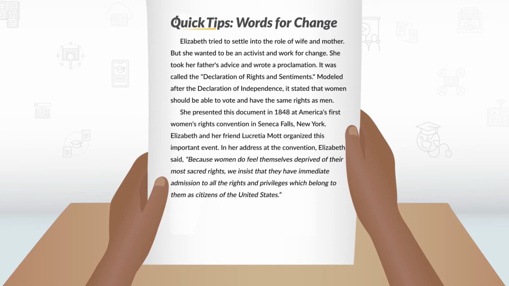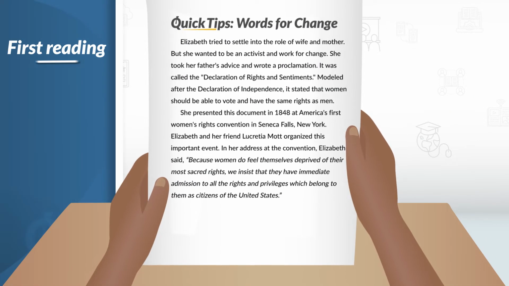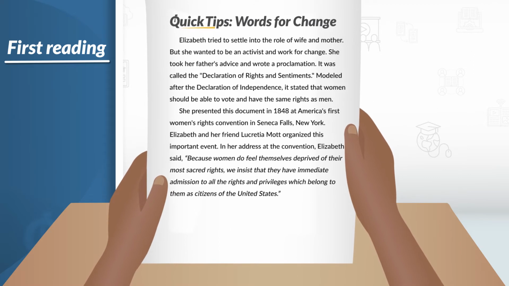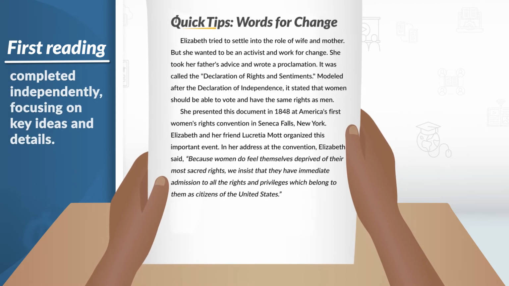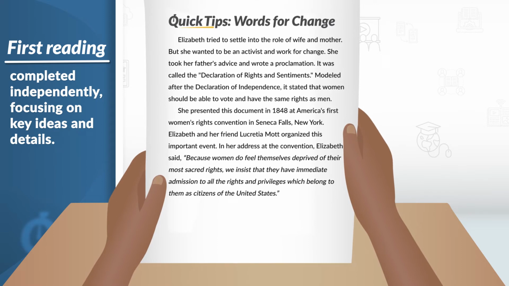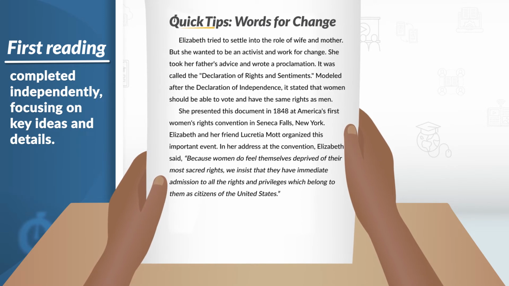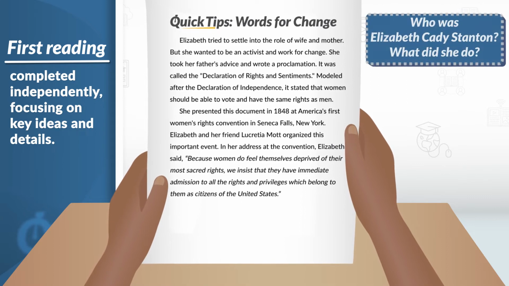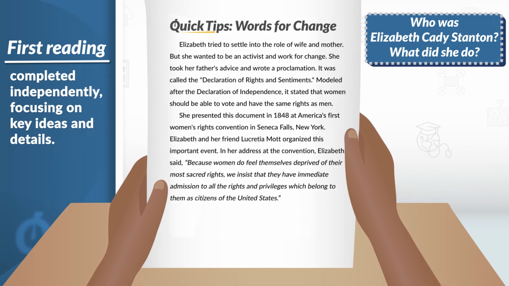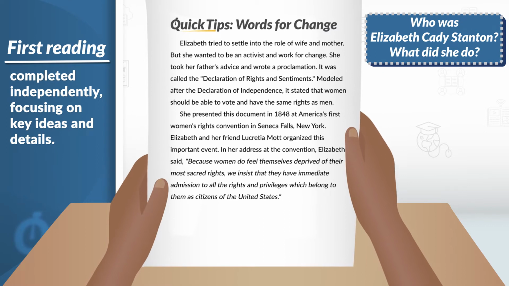Let's take a look at how this might be applied to content in a 4th grade classroom. This is a passage called Words for Change about Elizabeth Cady Stanton. Teachers may have the students read it independently to determine the gist of the passage. In this case, a guided question prior to reading may be presented. For example, who was Elizabeth Cady Stanton and what did she do? This guides the students in their reading.